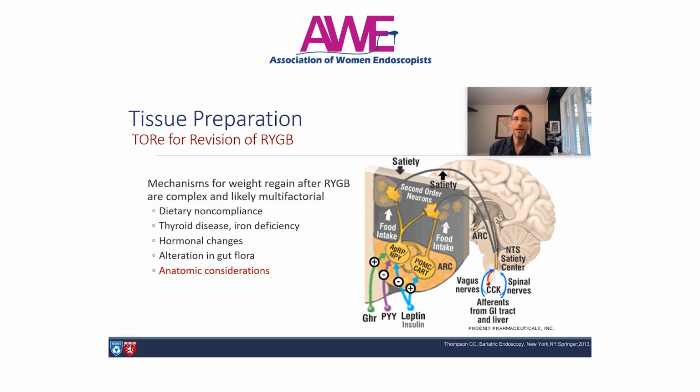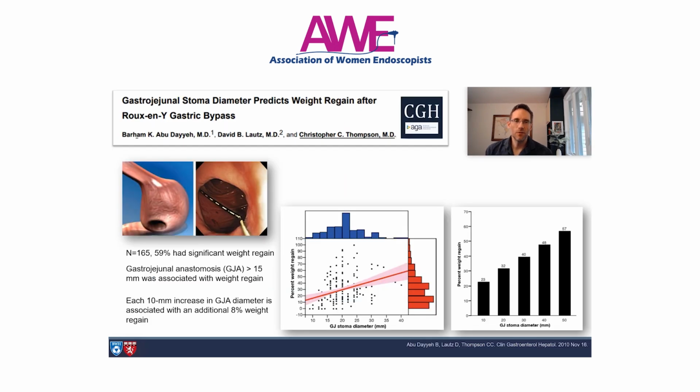And the next most logical step was to use these techniques in tissue preparation for transoral outlet reduction for patients that have recurrence of weight gain after gastric bypass. And again, this is a very complicated issue. You have to look for dietary noncompliance and any medical conditions like thyroid disease or iron deficiency anemia that could lead to weight gain. However, if these are normal and have been addressed, you really do have to look for anatomic issues. And what you're looking for is a dilated gastric pouch or gastrojejunal anastomosis.